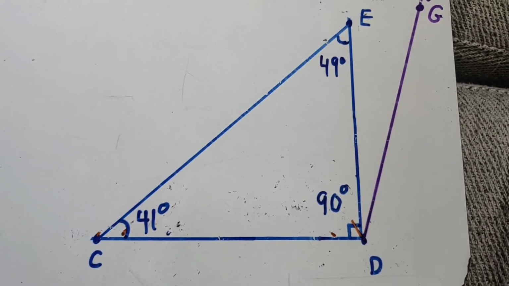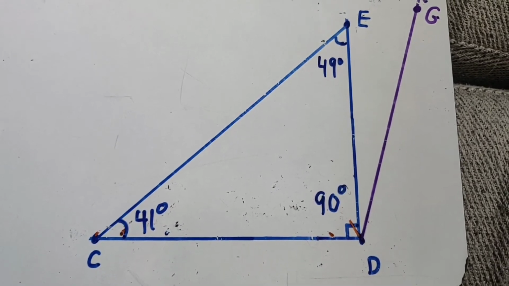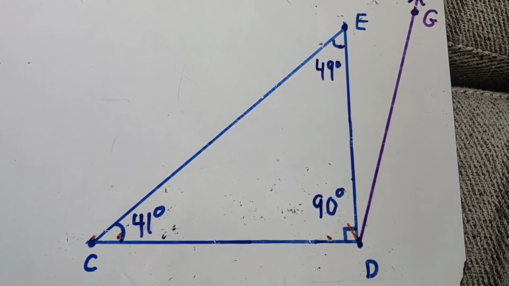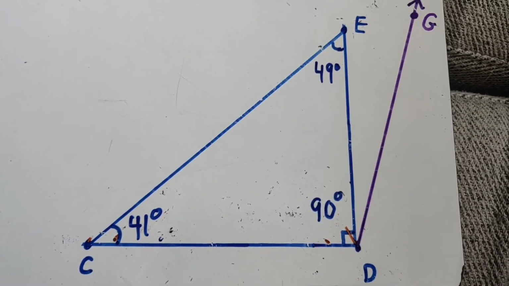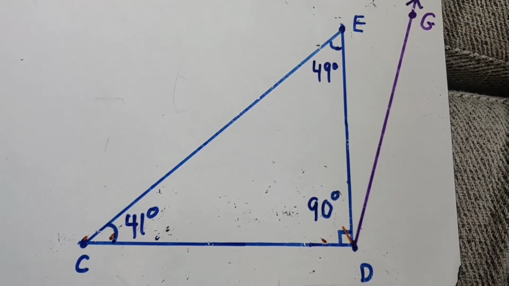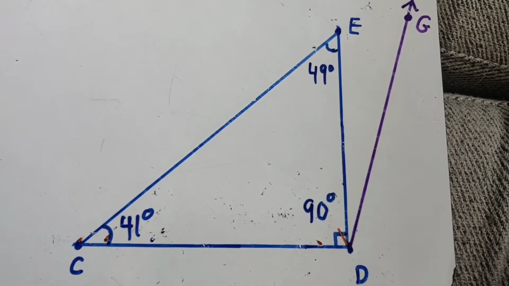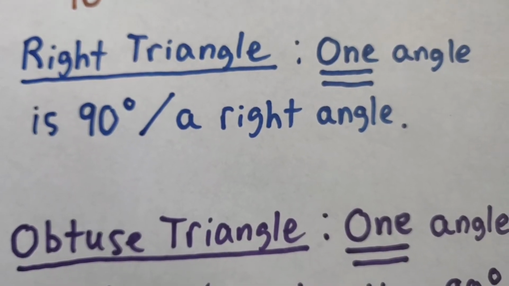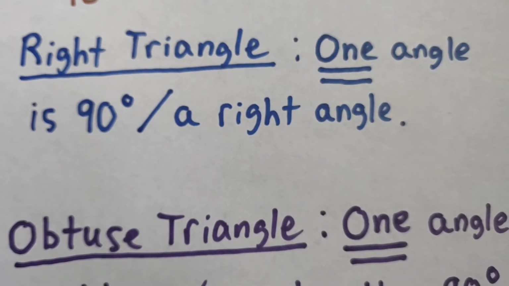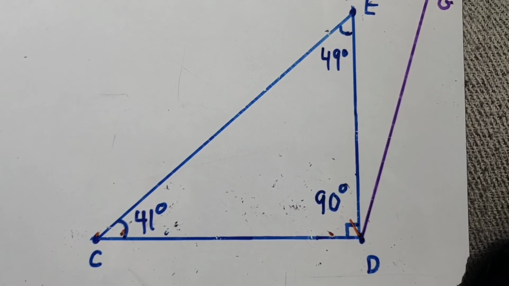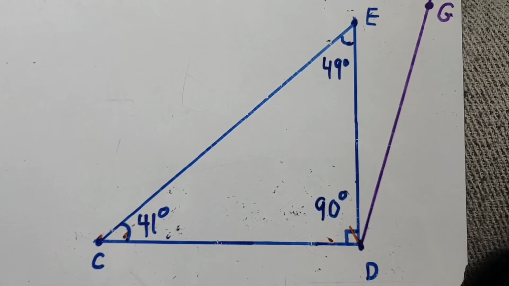I'm going to pause the video and try to answer that and then come back. So you pause the video. Okay, well, I noticed that one angle is 90 degrees, a right angle, and the other two angles are acute angles. They're both less than 90 degrees. And the definition of a right triangle is that one angle is 90 degrees, a right angle. So this must be a right triangle because one angle, angle CDE, is 90 degrees. And it's a right triangle.